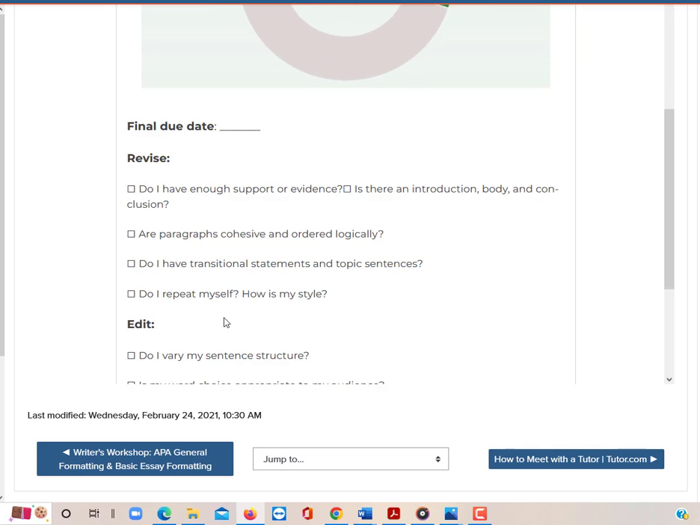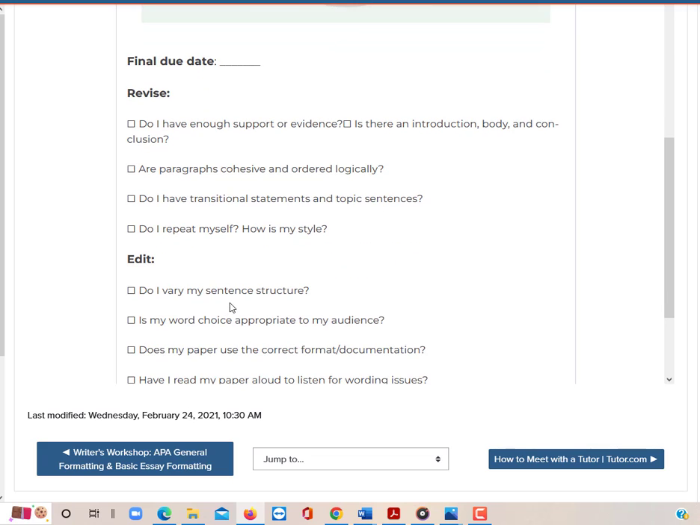Do I repeat myself? How is my style? Do I vary? And then under editing, do I vary my sentence structure? In other words, if you use too many simple sentences in a row, your essay will sound choppy. It's always good to have a combination of simple, compound, and complex sentences. And so we're going to be learning about sentence structure in your quizzes.